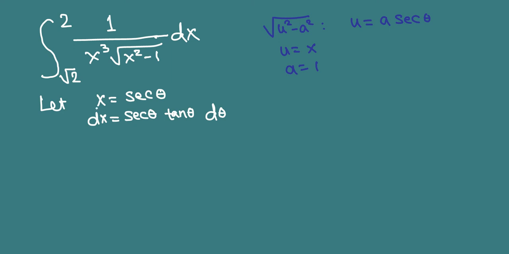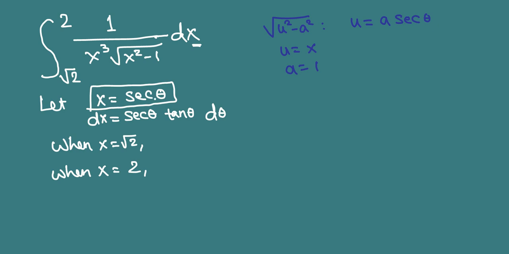Now these limits are for x, but we are converting everything in terms of theta, so we need to convert these limits for theta as well. When x equals root 2, and when x equals the upper limit 2, we will find the theta using this assumption. So x equals secant theta, so when x equals root 2, we get root 2 equals secant theta, and that implies theta equals what?